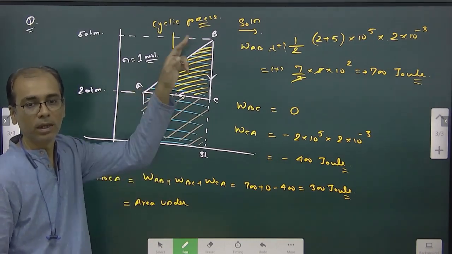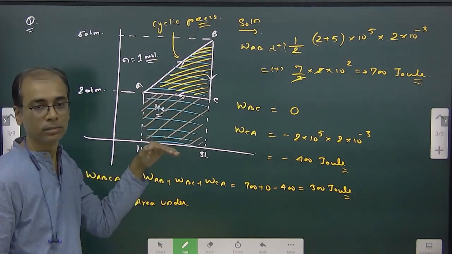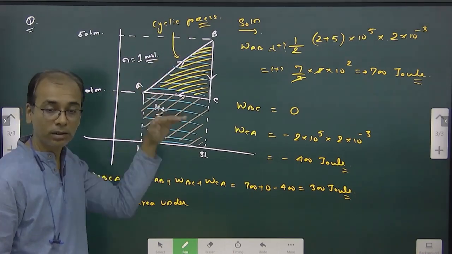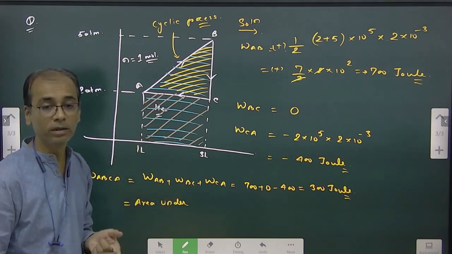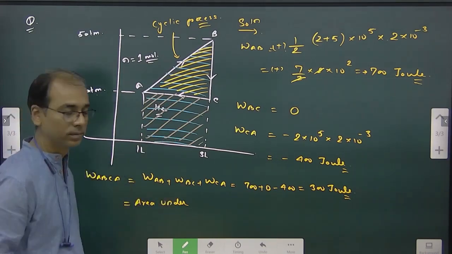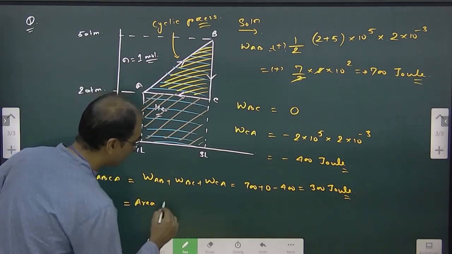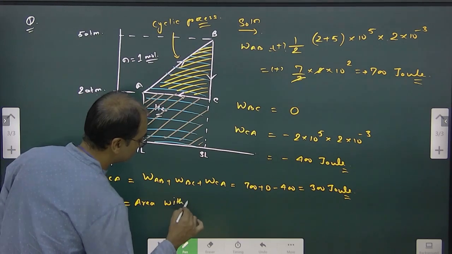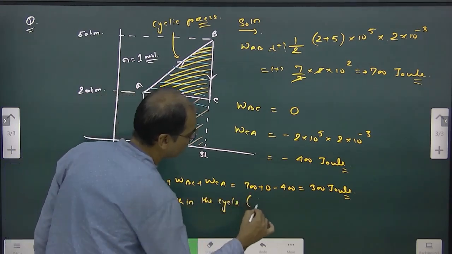So far what we did in AB, we did area below, area under. Okay, area under the curve, area under the graph. That's what we did so far. But this is not area under, area within. So area under should not be written. Here also I should not write area under, area within the cycle. For which one? Cyclic process.